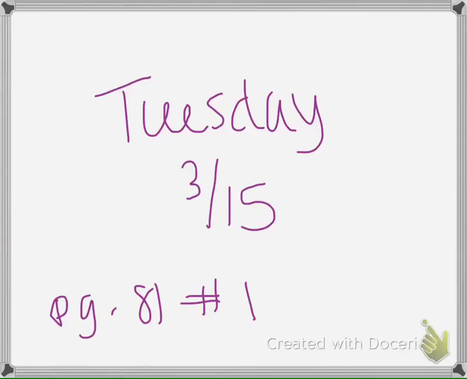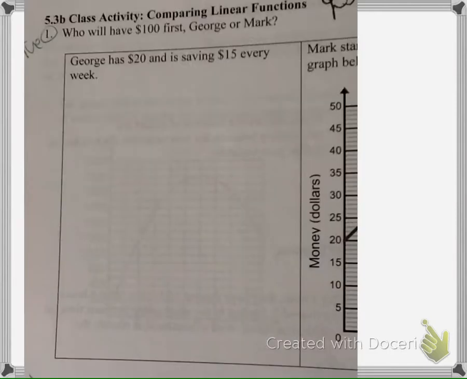Okay, this is homework for Tuesday, March 15th, page 81 in your functions book, number 1. They gave you two people and they're asking you who will have $100 first, George or Mark. Miss Stefan said that for George you need to have a table and equation. So if you haven't done that yet, you should stop the video and do that now. And then for Mark, you need to write an equation.